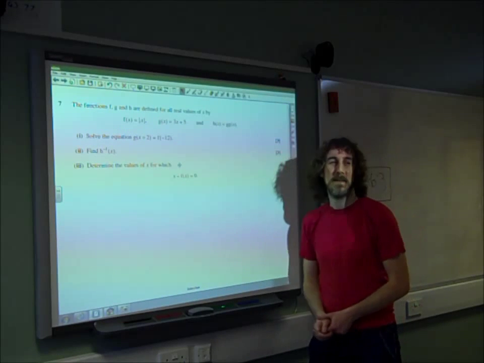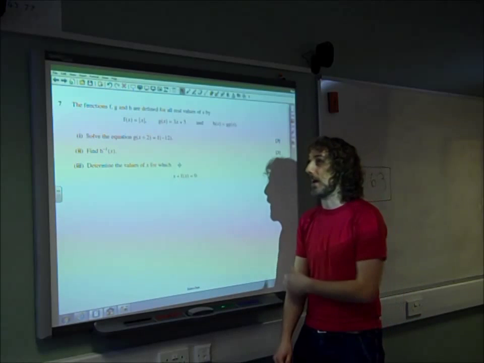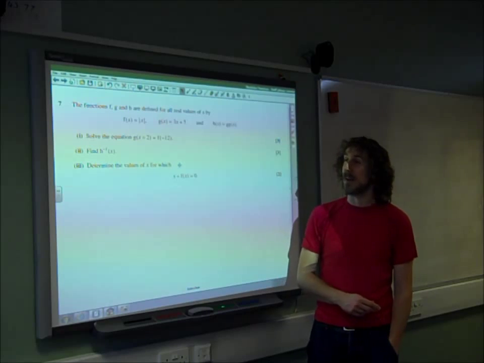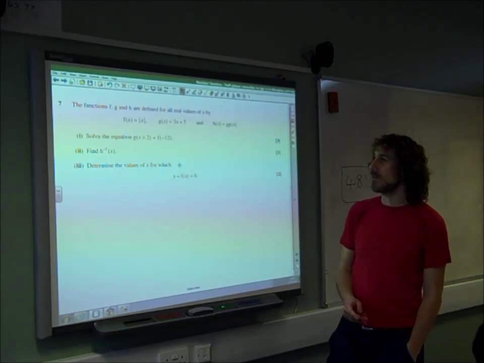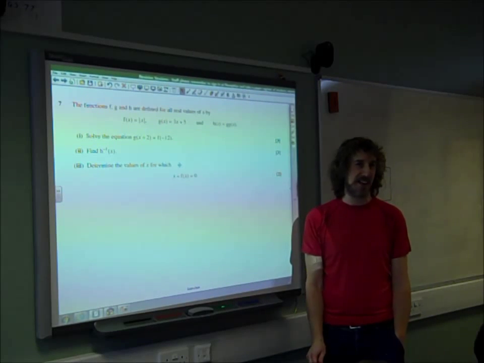Right, okay. So this is question 7 on the whatever paper it was. The functions f, g, and h are defined for all real values of x by these 3 things. f of x is modulus of x, g of x is 3x plus 5, and h of x is gg of x.